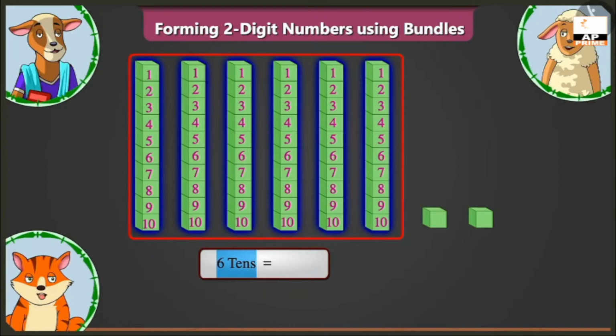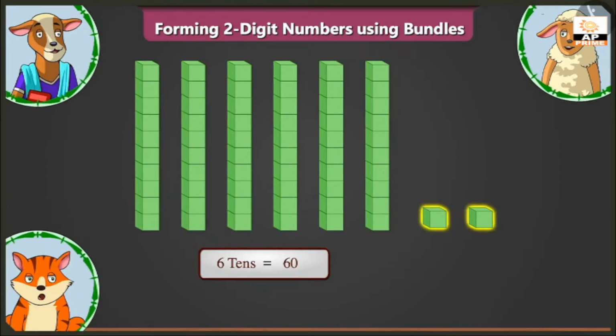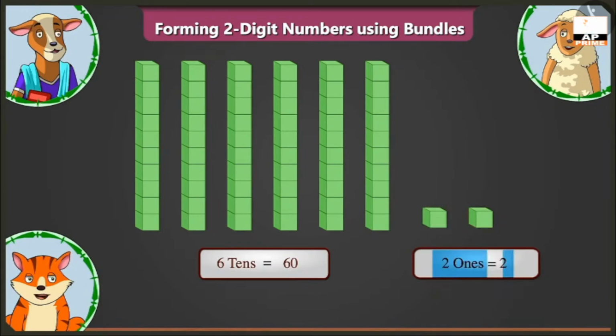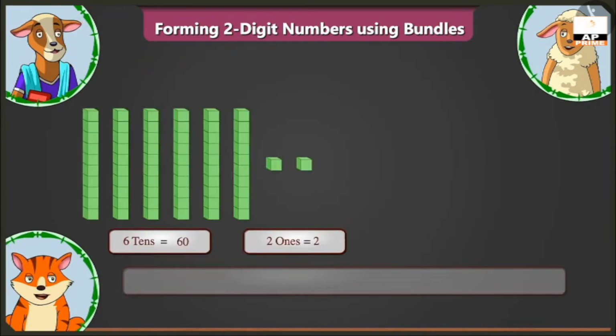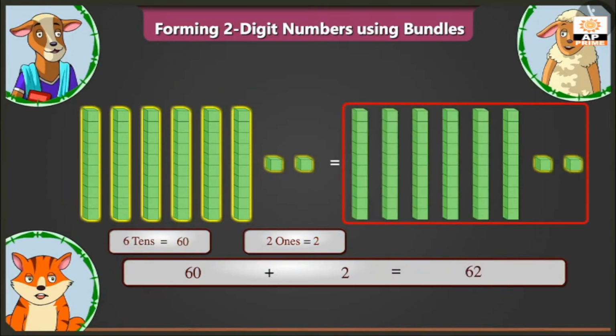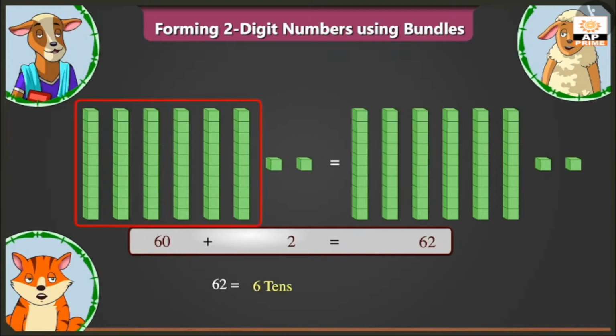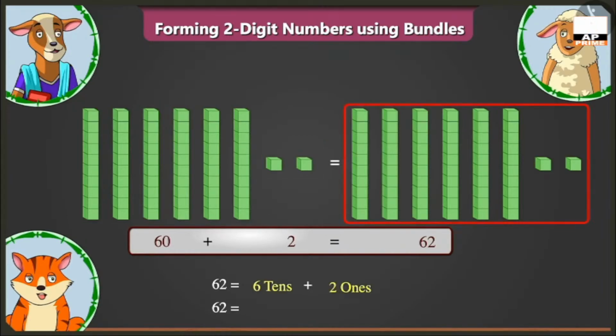So, 6 tens make 60. Now there are 2 small blocks, which means there are 2 ones. Very good. Now adding 2 to 60, here we have 60 and 2, giving us the number 62. Now, how will you expand 62 into 2 parts? 62 means 6 tens and 2 ones. That means the 2 parts will be 60 and 2.